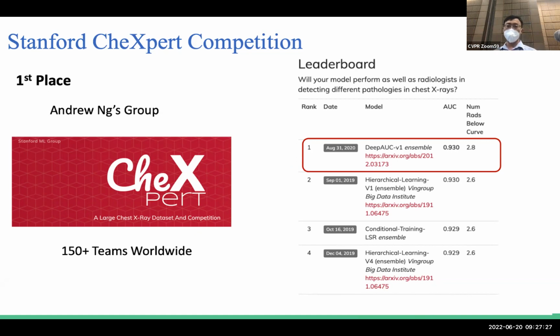They launched this competition in January of 2019. We entered this competition at the end of May 2020, and by the end of August 2020, our deep AUC maximization method achieved first place, and is still first place at the current point. We are the best not only in terms of AUC score, but also in terms of another metric, shown in the last column, which shows that our model is better than 2.8 radiologists out of 3. They employed 3 experienced radiologists to label some testing data and then compared the AI model with the radiologists' predictions, so our model beat 2.8 radiologists out of 3.